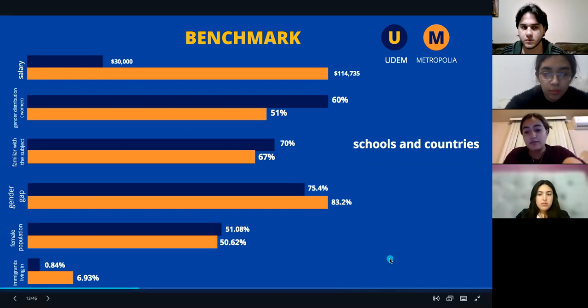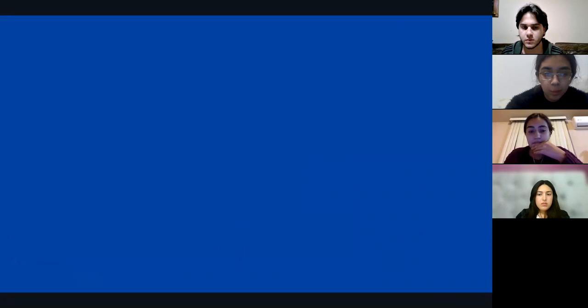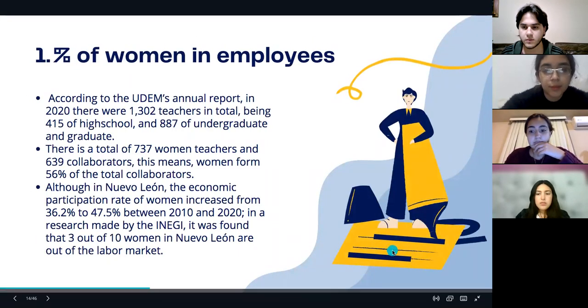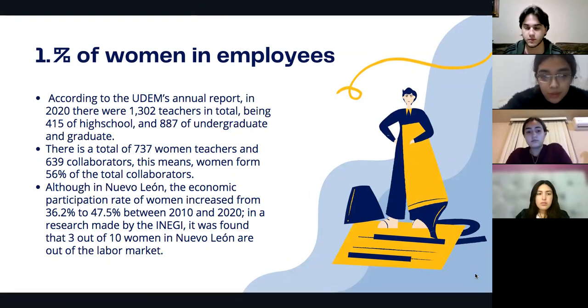And here we have different percentages. The percentage of women in employees. According to the UDEM's annual report, in 2020, there were 1,302 teachers in total, and there is a total of 737 women teachers, and this is the 56% of the total collaborators.